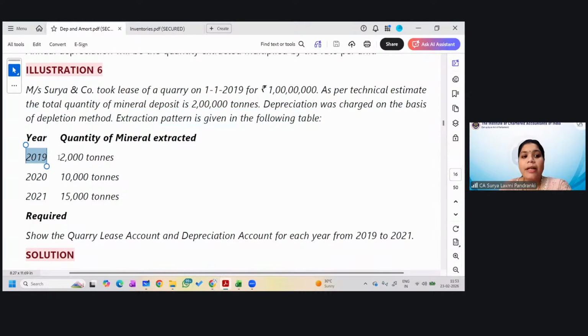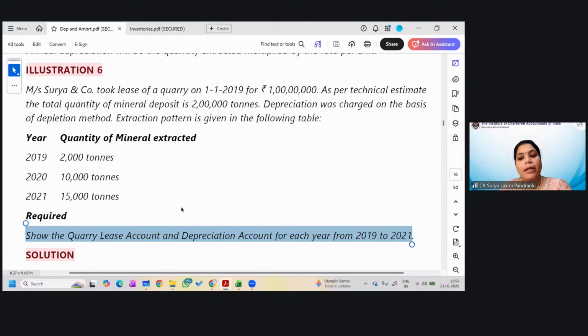In the year 2019, they extracted 2,000 tons. In 2020, 10,000 tons. In 2021, 15,000 tons. They're asking you to show the quarry lease account and depreciation account for each of the years 2019 to 2021. Before we do the quarry lease account and the depreciation account, you'll have to first calculate the depreciation for 2019, 2020, and 2021. Do that first. Then we will do the calculation.